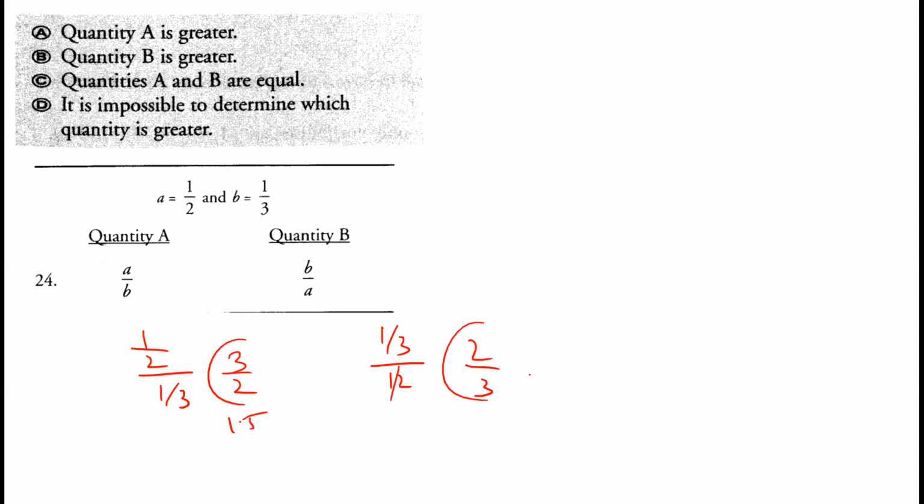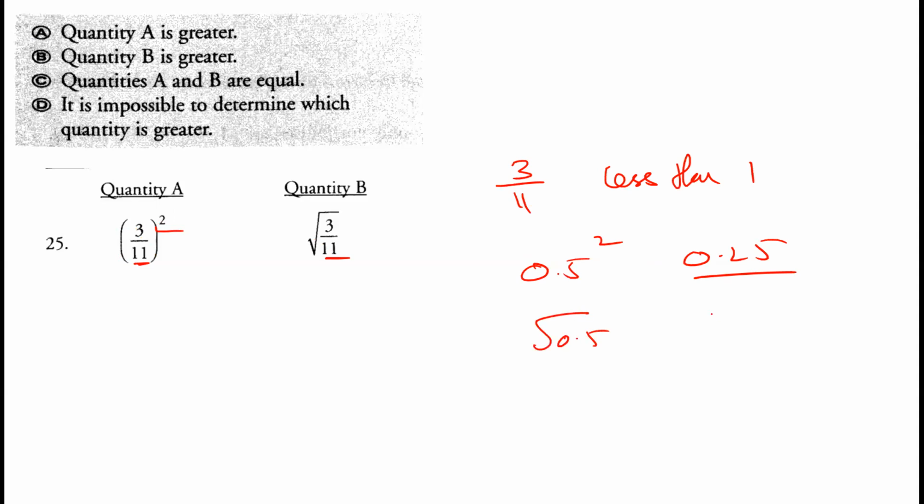Now A equals to 1 by 2, B equals to 1 by 3. So this expression would be 1 by 2 whole over 1 by 3. So this actually will become 3 by 2. And 1 by 3 divided by 1 by 2 will become 2 by 3. We know 3 by 2 is 1.5 and 2 by 3 is 0.67. So 1.5 is greater than 0.67. So quantity A is greater than quantity B. So option A holds true. And just by looking at the numbers, 3 by 2 and 2 by 3, we immediately know that this number is more than 1 and this number is less than 1. So quantity A is more than quantity B. Option A holds true.